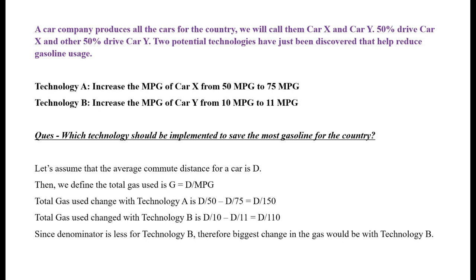That's how our total gas usage has changed after implementing technology B in car Y. Now we can see that the denominator is less for technology B, which is 110, because our numerator is the same. Therefore, the biggest change in the gas usage has been seen for technology B. If we use technology B, the total usage is less, so the biggest change we have seen in the gas usage is for technology B.